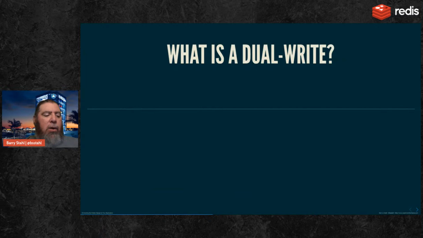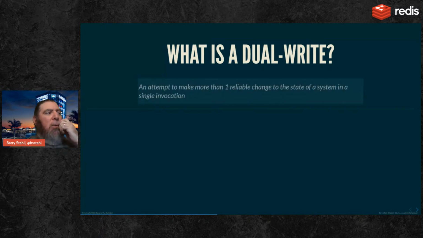So then what we end up with is an anti-pattern, called the dual write anti-pattern. So what is a dual write? What does that mean? And why is that a problem? Well, a dual write is an attempt to make more than one reliable change to the state of a system in a single invocation.